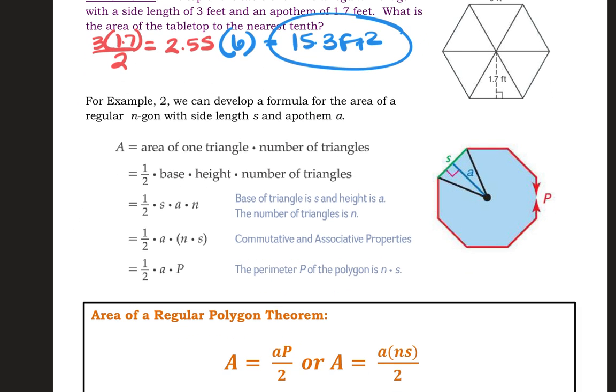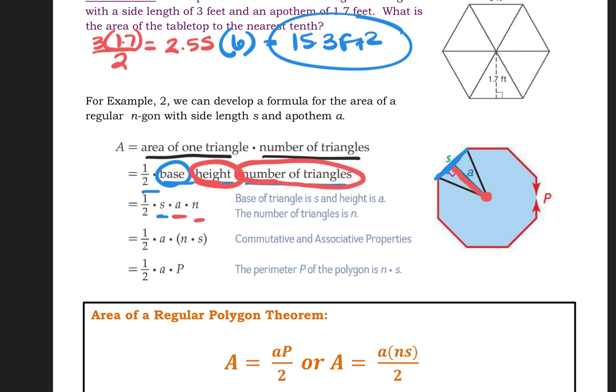So if we take the same idea, and this is what we've been doing, right? We took the area of a triangle, we multiplied it by the number of triangles. This is how they came up with the formula. Base times height divided by 2 is the formula. Again, number of triangles. Instead of looking at the base, they called it the side. For the height, instead of calling it the height, they just called it the apothem, because technically that's the apothem of the polygon. And then the number of triangles is just the number of sides.